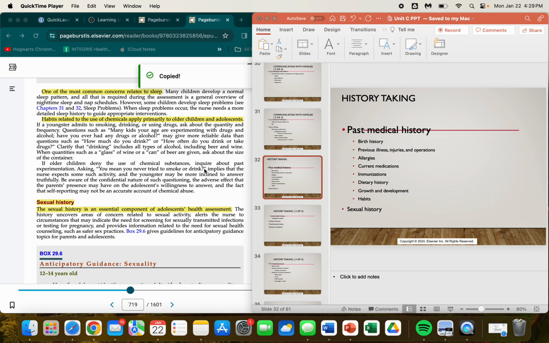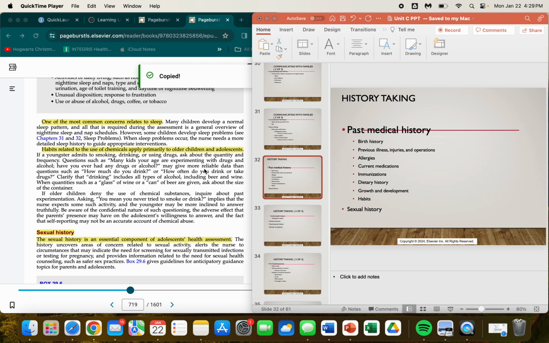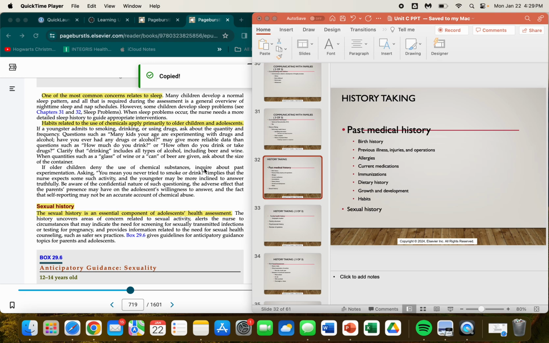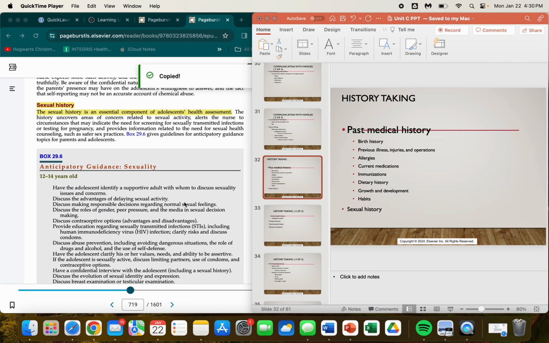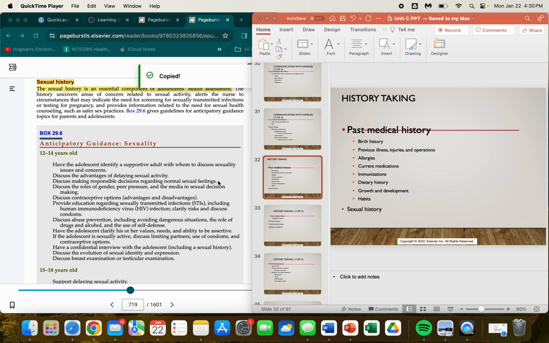When we talk about adolescence, one of the other things we need to consider is that we may need to screen for habits regarding drug and alcohol use or illegal substance use. If we can get them without their parents, they may be more willing to admit to that information. In addition, we may need to take a sexual history on adolescents as well. We may need to ask them about their sexual activity, screen them for STIs and pregnancy. We may also need to ask if they need any guidance in regard to safe sex practices.